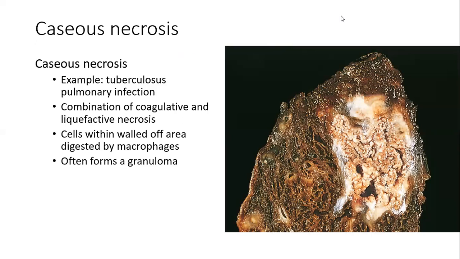Caseous necrosis, caseous meaning cheese-like in Latin, is a combination of coagulative and liquefactive necrosis. For example, in tuberculosis, the infection is walled off in a tubercle. The macrophages, the infection-fighting cells within the tubercle, digest everything in there, but it's trapped. It often becomes what's called a granuloma, which you'll hear more about later.